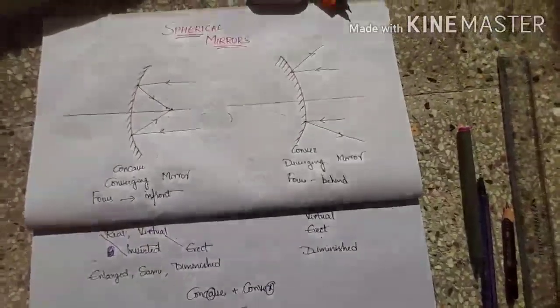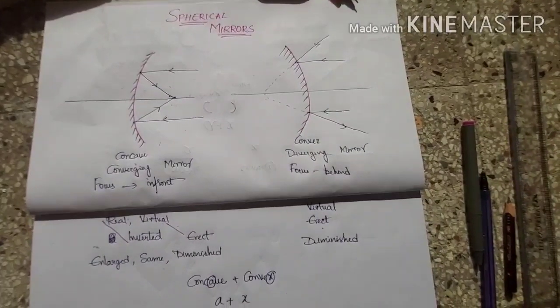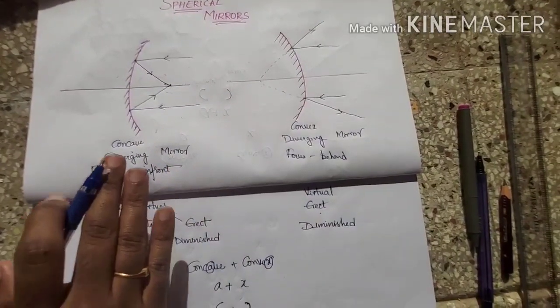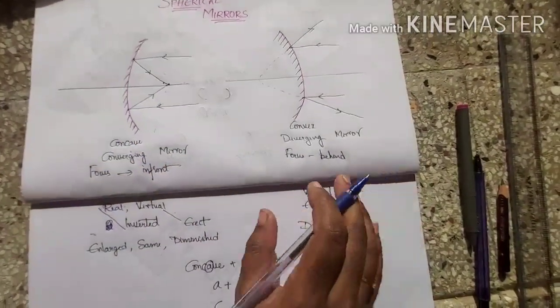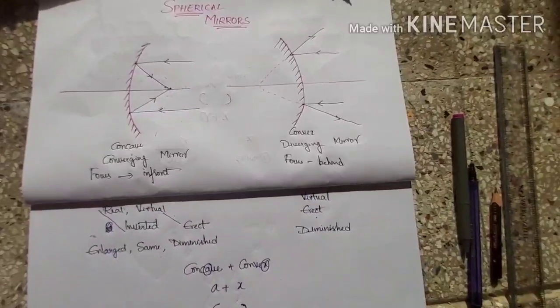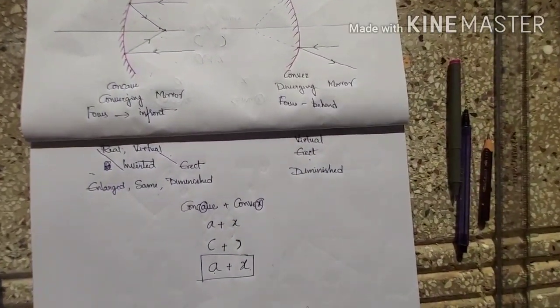So this is all about spherical mirrors, a simple outline of convex and concave mirrors, the basic differences, and the simple way to remember them.